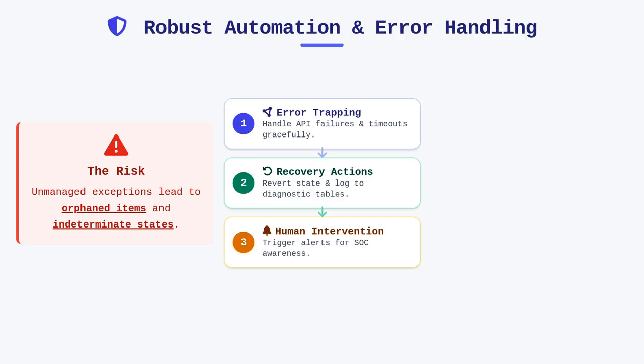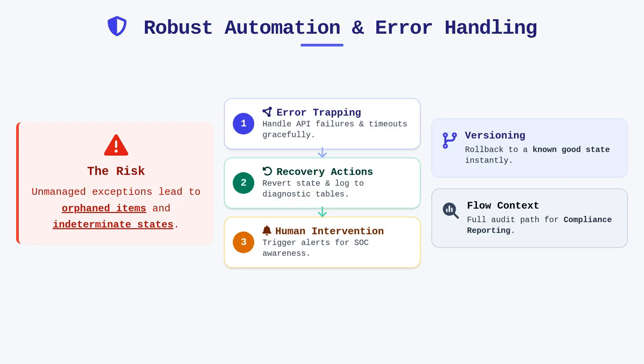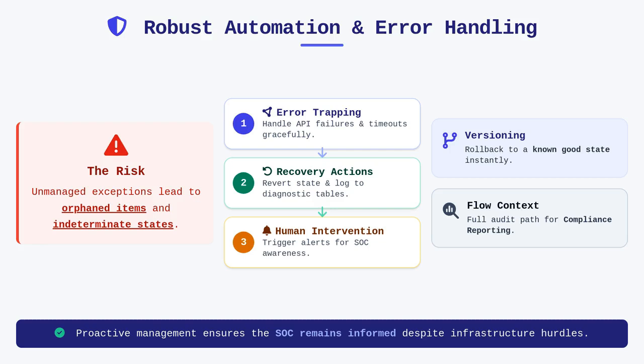in a mid-remediation status. We should also leverage flow design versioning to manage these configurations, ensuring that we can revert to a known good state if a deployment introduces unexpected behaviors. Tracking execution states via the flow context allows us to audit the entire path taken by a specific vulnerable item, which is a critical necessity for compliance reporting. By proactively managing how our flows handle errors and versioning, we ensure that the Security Operations Center remains informed even when the automated infrastructure encounters a hurdle.